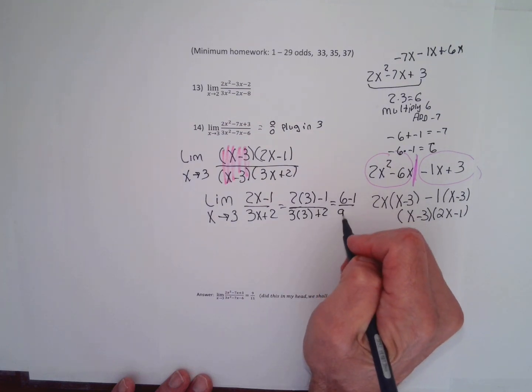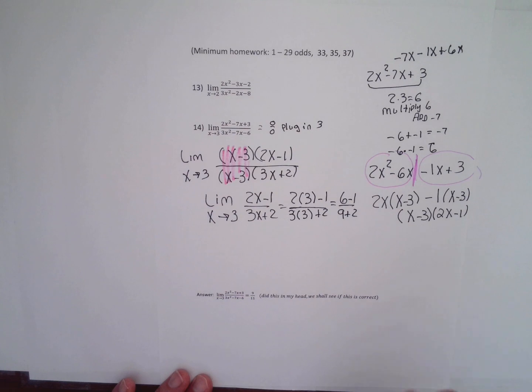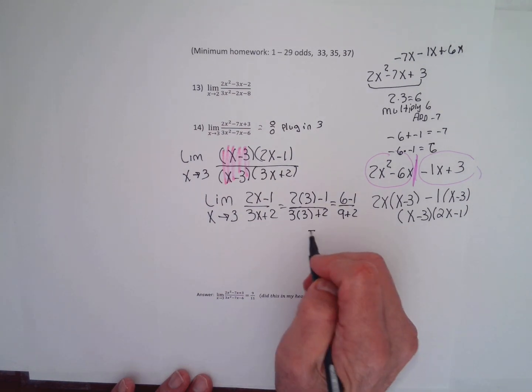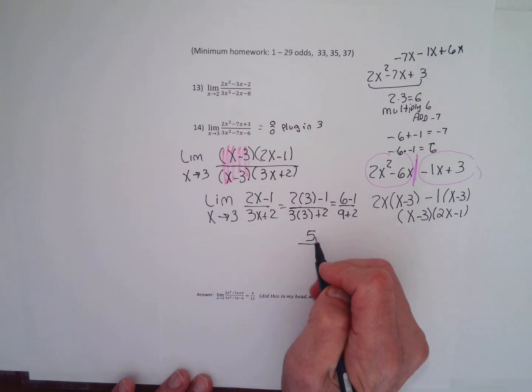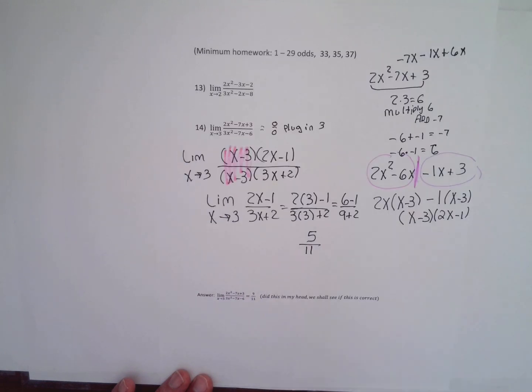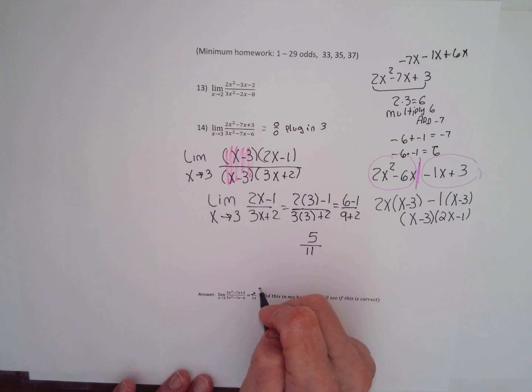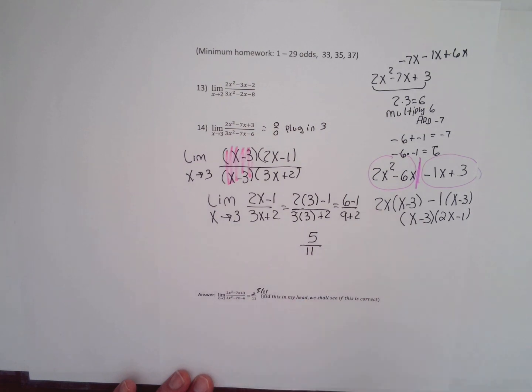So when I plug in 3 in the numerator, I'm left with 6 minus 1. When I plug in 3 in the denominator, I'm left with 9 plus 2. My answer for number 14 is going to be 5 over 11. I should make sure. Haha, I did this in my head, but I shall see if it's correct. I don't think it's correct. I think it's 5 over 11. Let me just check real quickly that I factored right. That's factored right. Yeah, 5 over 11 feels better than the answer that I had written down.